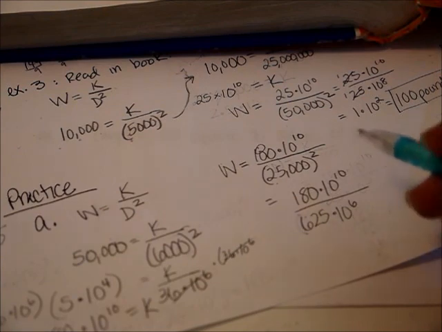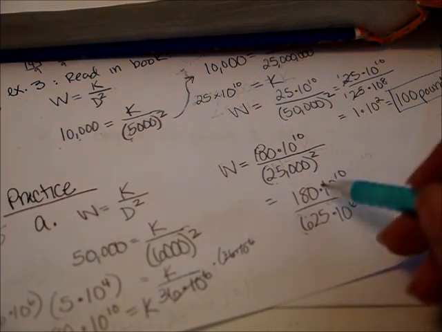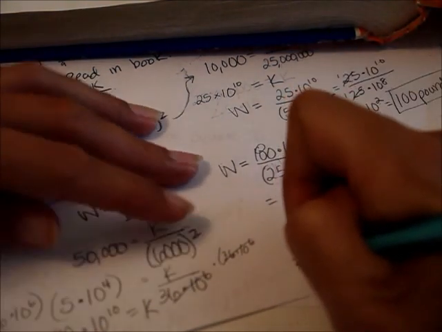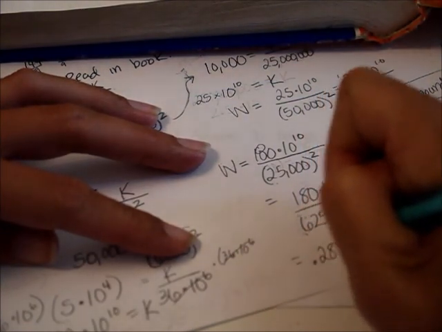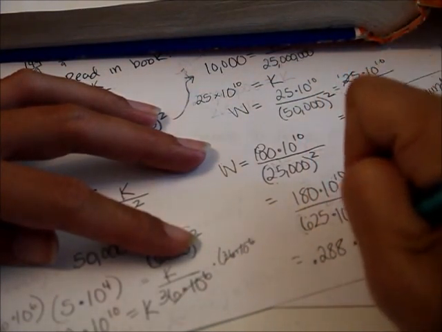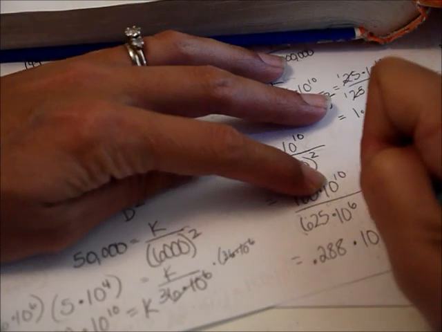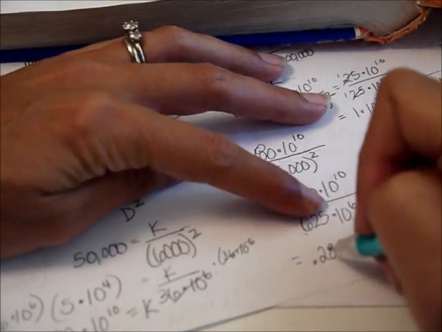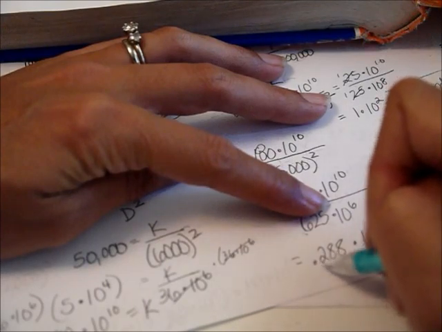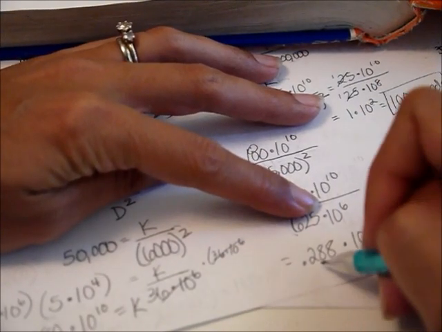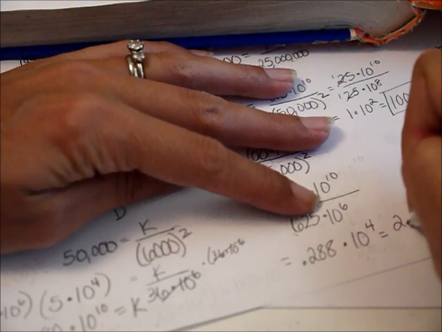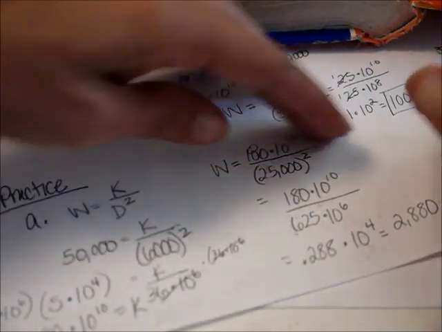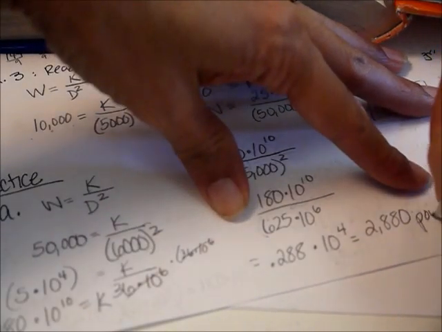I'm letting you guys use a calculator. If you do 180 divided by 625, you get 0.288 times 10 to the 4th. Let's simplify that to get rid of scientific notation. Times 10 to the 4th means this moves over 4 places, so we get 2,880 pounds.